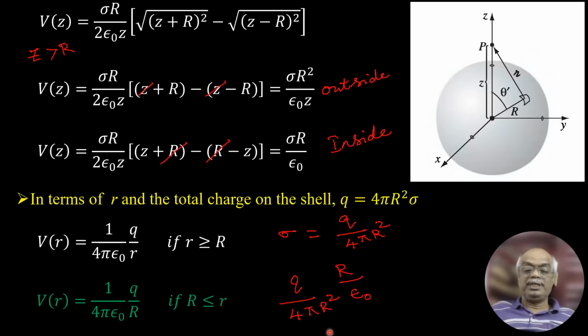Here this R squared will get cancelled with this R. You can rewrite this as 1 over 4 pi epsilon naught Q by R. If r is less than capital R, that is inside the sphere, potential is 1 over 4 pi epsilon naught Q by R. Outside the sphere, this is 1 over 4 pi epsilon naught Q by small r.